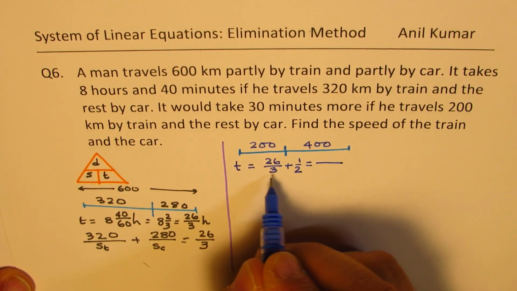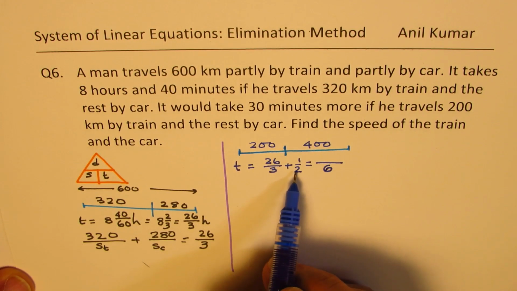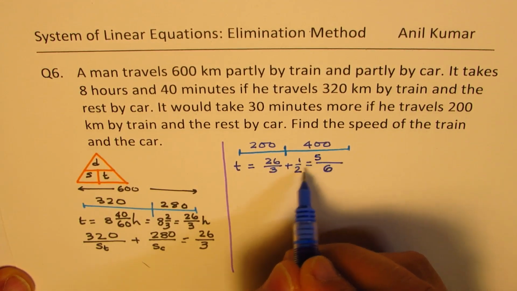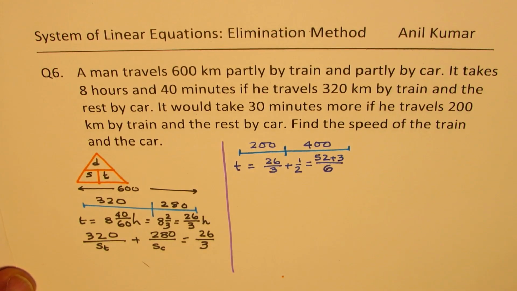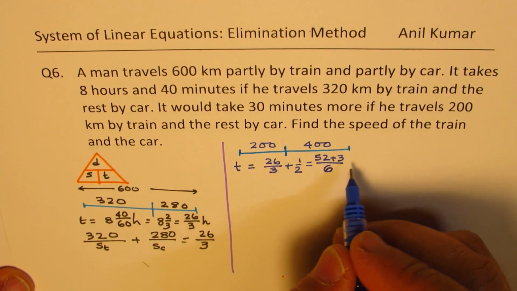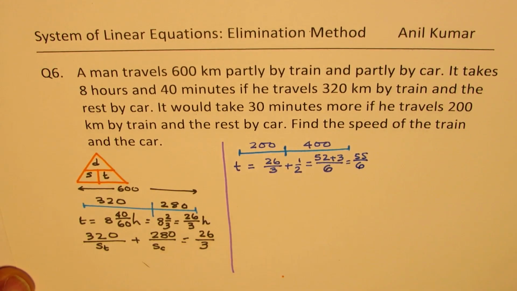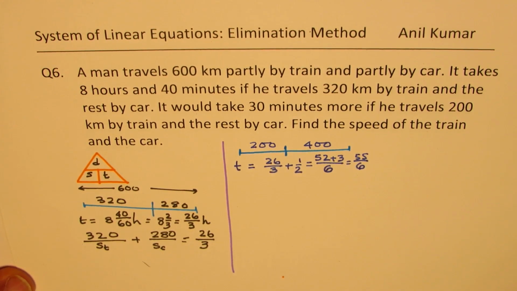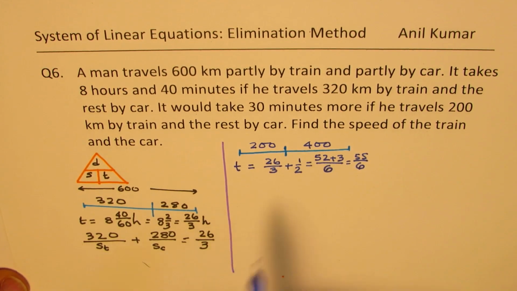Right. So that gives you a denominator of 6, right? And when you multiply, you get 52, 26 double, right, plus 3. Correct? So now you get your time as 55 over 6 hours. So that is the time calculation. In this question, time calculation and working with fractions is very important, which we are focusing on.